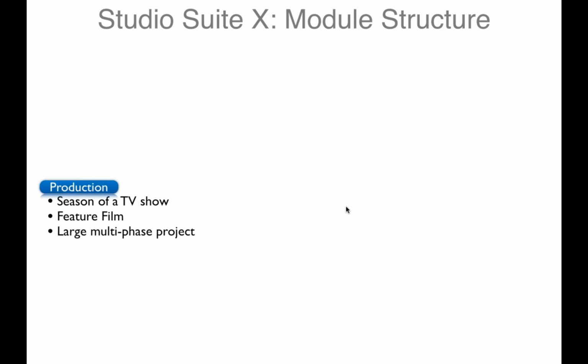So let's talk about the module structure of Studio Suite. At the very highest level, we've got a production, and a production equates to a season of a TV show, a feature film, maybe a large multi-phase project where you're doing maybe a whole campaign or a trade show where you've got graphics and video and sound. Each one of those needs to be managed separately. And of course, you can have many different productions going on at once.